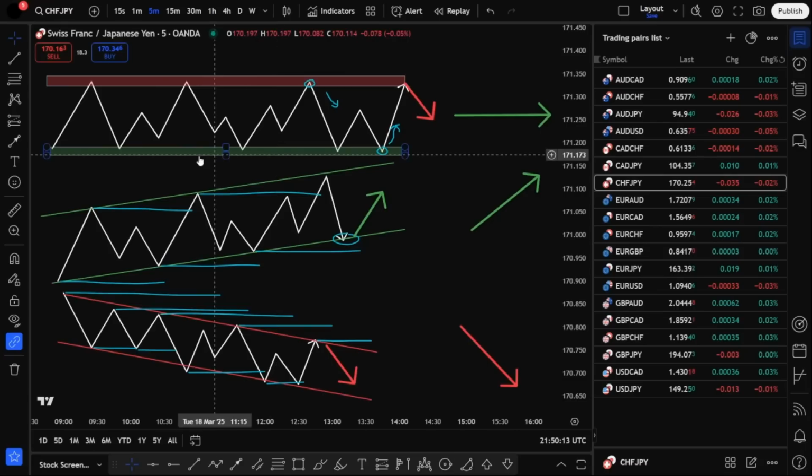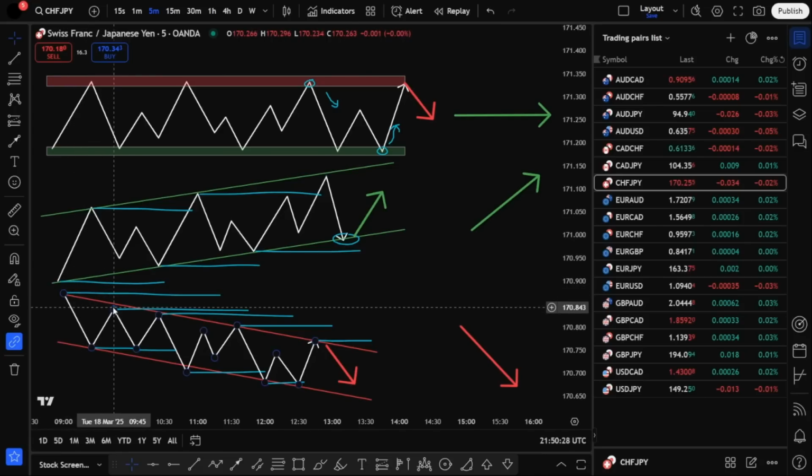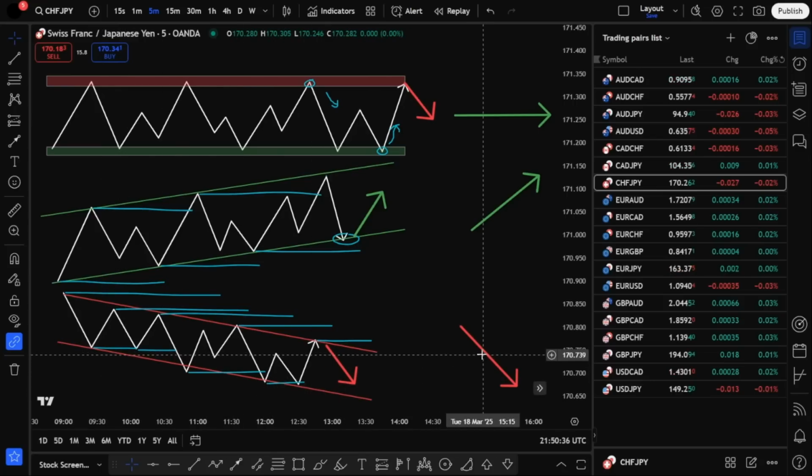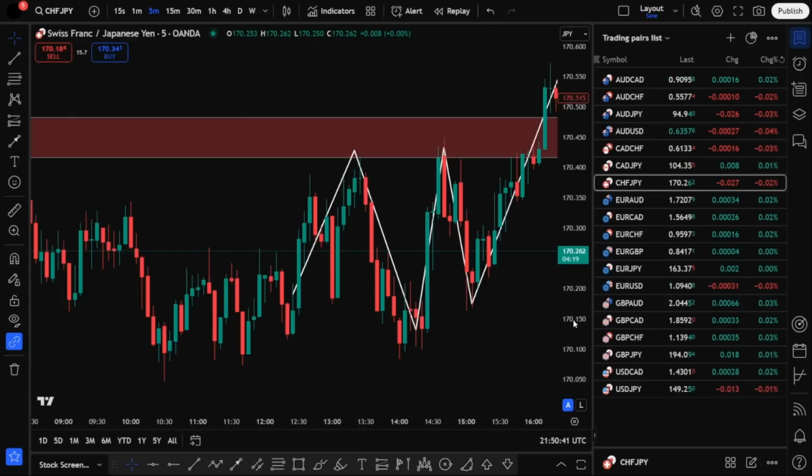To sum it up, now we know the three types of price movement. Range: trade from the boundaries. Uptrend: trade with the trend. Downtrend: trade with the trend down. Let's now look for those setups live on the charts.